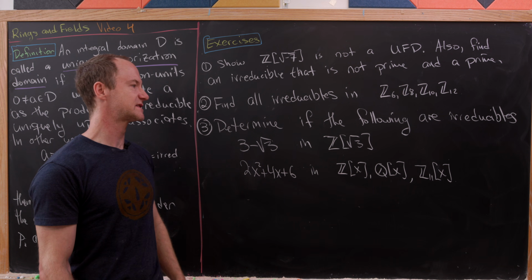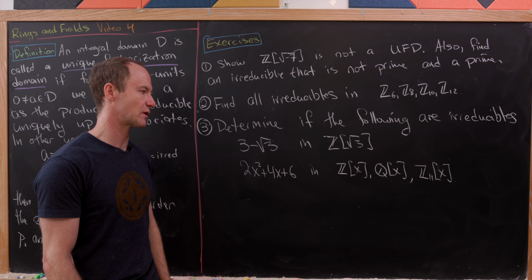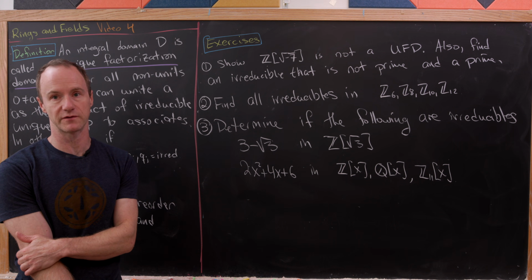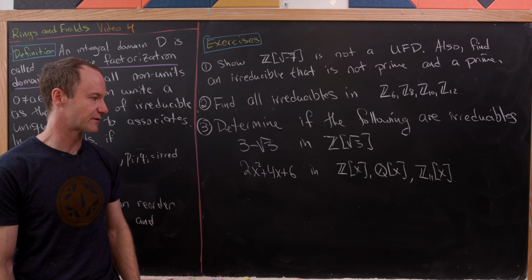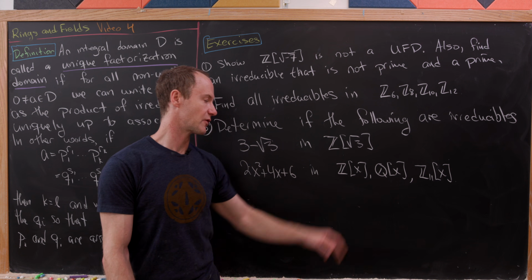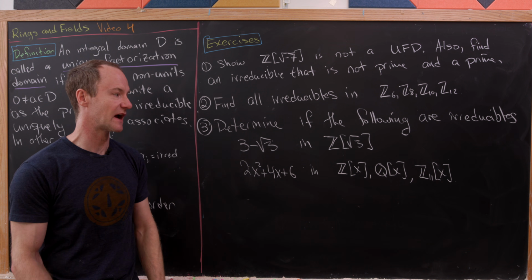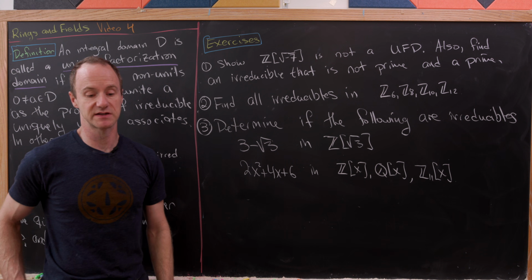Then finally, let's determine if the following are irreducibles. So the first is 3 minus the square root of 3 in Z adjoining the square root of 3. And then next is this polynomial 2x squared plus 4x plus 6 in the ring Z adjoin x, in the ring Q adjoin x, and then finally in the ring Z11 adjoin x. And that's a good place to stop.